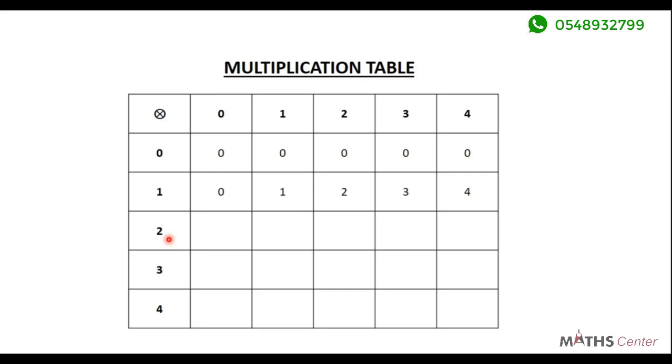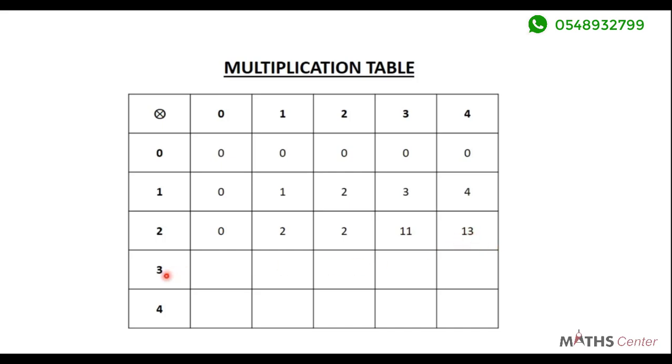We pick this one. 2 times 0 is 0. 2 times 1 is 2. 2 times 2 is 4. 2 times 3 is 6. 6 in base 5. Don't forget that we are still working in base 5. So 6 in base 5 is 1 remainder 1. Then 2 times 4 is 8. 8 in base 5 is 1 remainder 3.